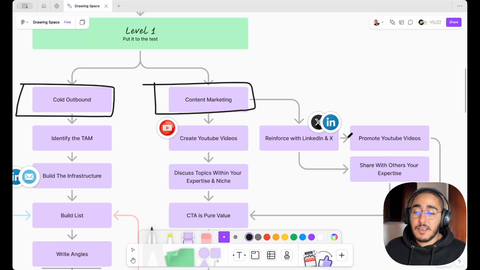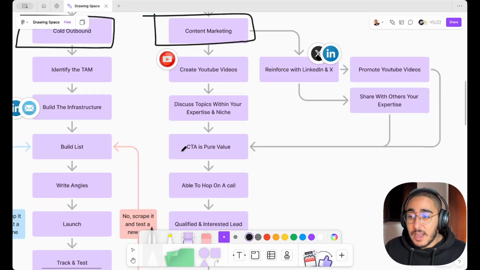And the same thing, you can use LinkedIn and Twitter in order to promote your own YouTube videos, or they can be their own standalone platforms where you share your thoughts, you share tips, you share whatever is valuable for your niche. So you share your expertise with them, and the call to action for your YouTube videos and for any other social media platform is going to be pure value.